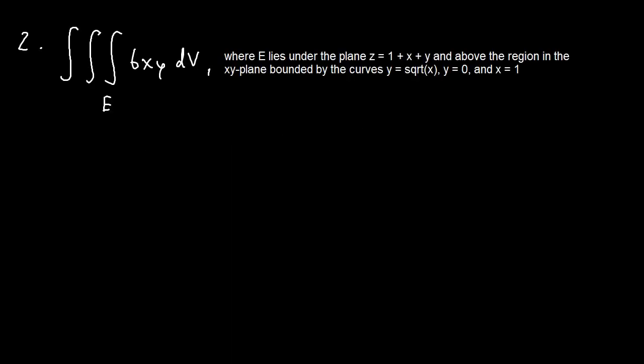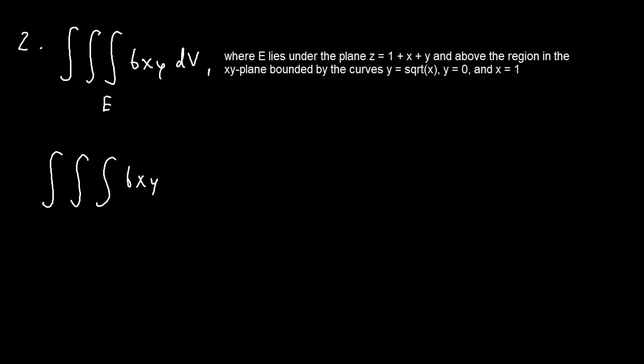So now for number 2, we have the triple integral of 6xy dV described by the region E, where E lies under the plane z equals 1 plus x plus y, and above the region in the xy plane bounded by the curves y equals the square root of x, y equals 0, and x equals 1. So I can start off by rewriting the triple integral of 6xy. So now let's go ahead and find the bounds of integration.